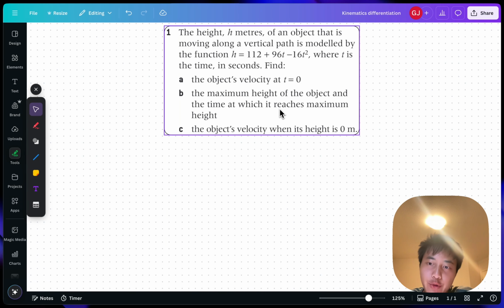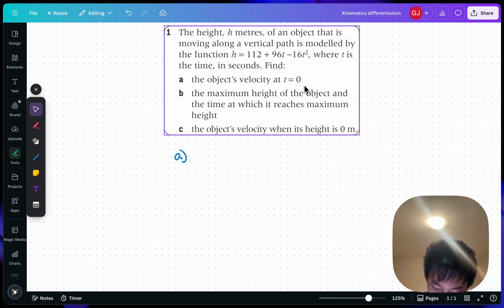Hello everyone. Today we're going to be doing a math question on kinematics, and we're going to do some differentiation. The height h meters of an object that is moving along a vertical path is modeled by the function h equals 112 plus 96t minus 16t squared, where t is the time in seconds. So for A, we must find the object's velocity when time equals 0.